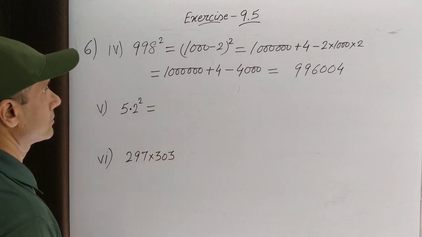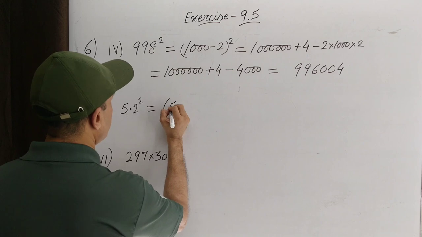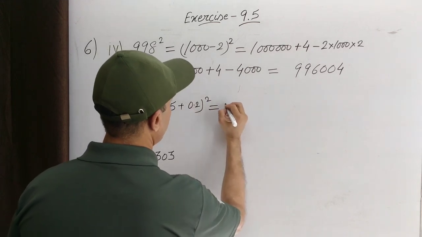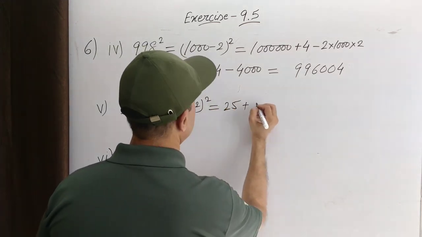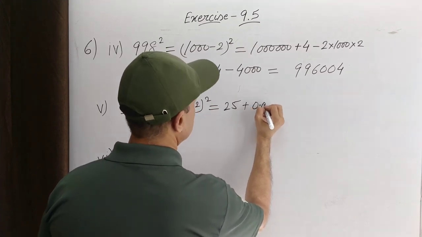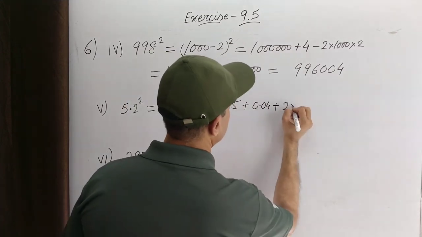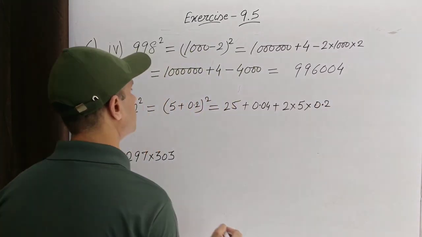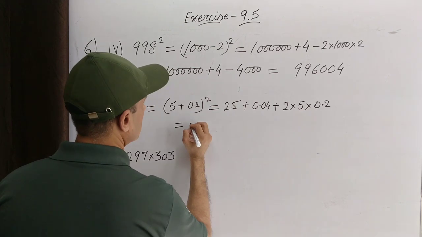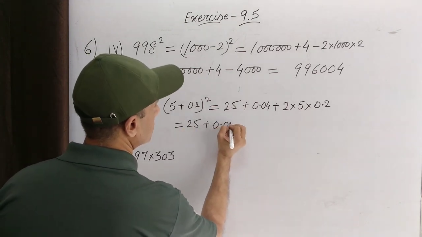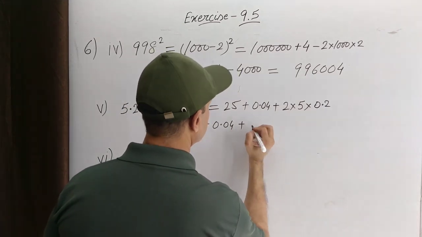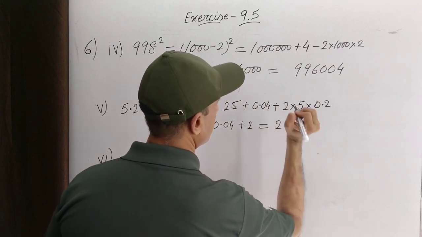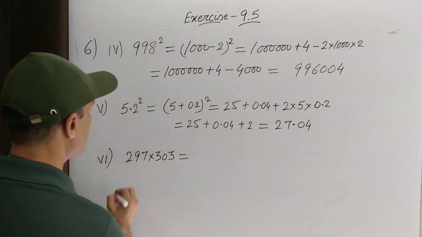This is equal to 5 plus 0.2 whole square. This is equal to 5 square, that is 25, plus 0.2 square, that is 0.04, plus 2 into 5 into 0.2. So this is equal to 25 plus 0.04 plus 10 into 0.2, that is 2, and this is equal to 27.04.